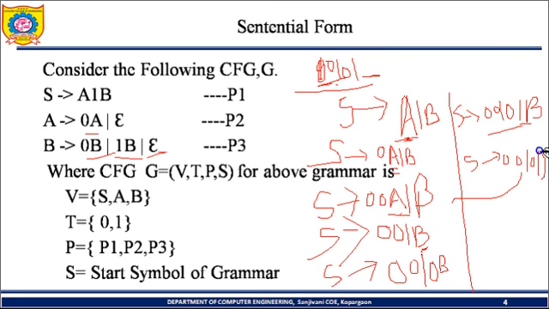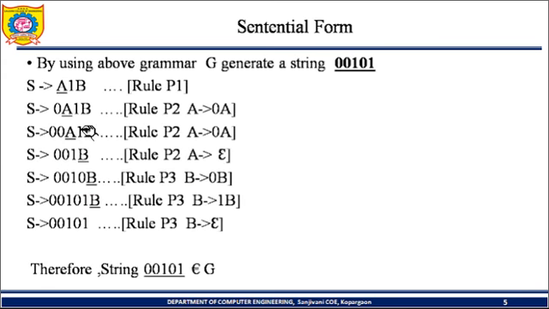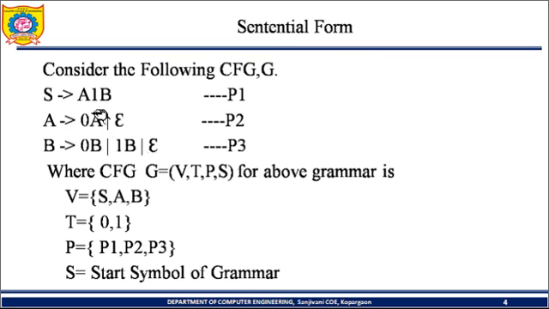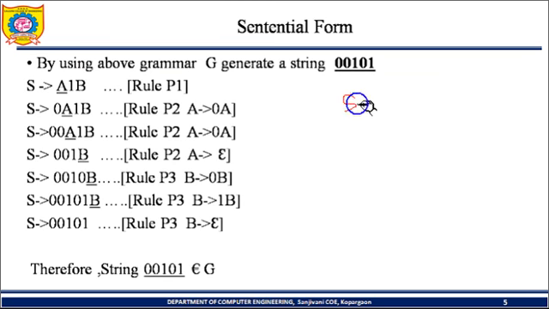As it is possible to generate the string with the help of the given grammar, we can say that this string belongs to the given grammar. So here you can see S tends to A1B, we have used rule P1. So this one is rule P1. I'll write all those rules here. S tends to A1B. These are the given rules actually. S tends to A1B, this is the P1 rule.